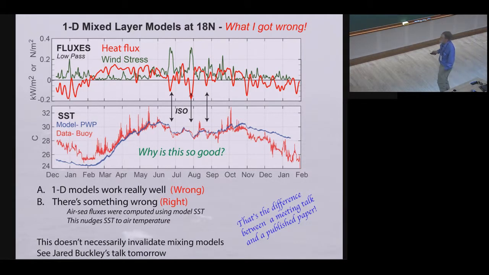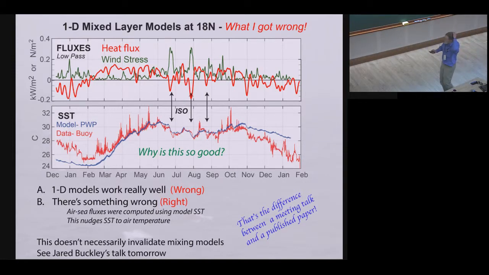There are several possibilities as to why this is so good. One is that 1D mixed layer models work really well, and that's what I claimed, because after all, if you get a wonderful result that makes you feel good, you have a tendency to say that that's the answer. The other answer, which is correct, is that there's something wrong with this situation, and you weren't really willing to look at it carefully enough. This is also the difference between a talk you give at a meeting and a published paper. A published paper has to be right, what you say at a meeting just has to sound right.